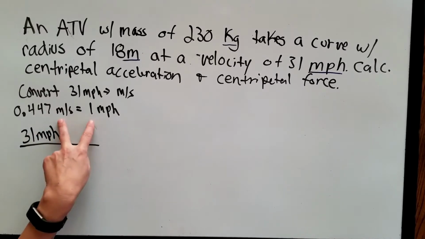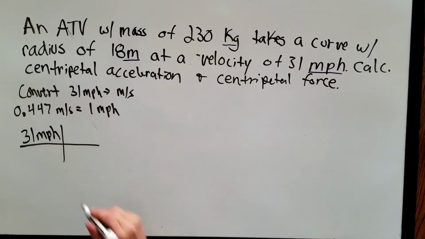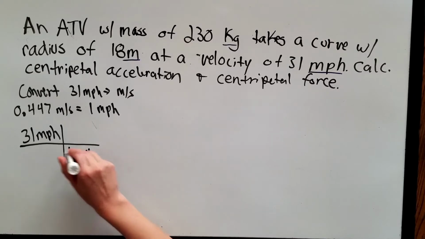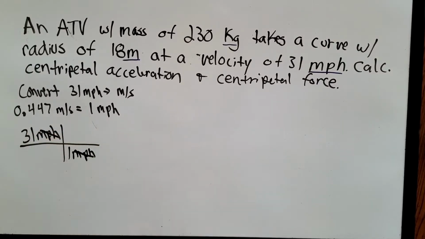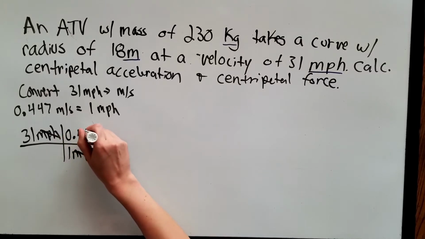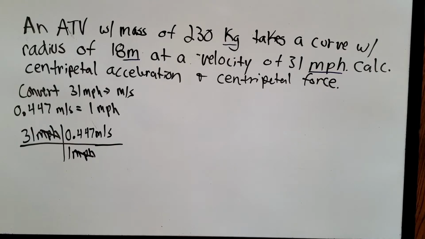Then we're going to take this conversion factor and place it here. And we want to place it so that the miles per hour is on the bottom, so that mph is on opposite sides of this horizontal line, causing them to cancel. That's going to put my 0.447 meters per second along the top. So to calculate the meters per second, we are going to be taking 31 and multiplying it by 0.447. And I'm getting 13.857.